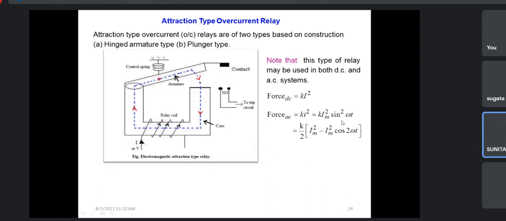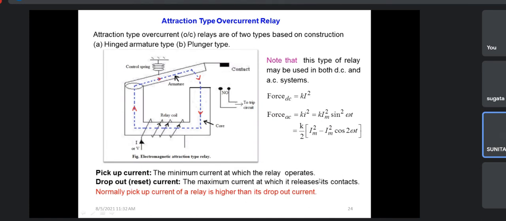Now, Im sin square omega t we may write as Im square minus Im square cos 2 omega t. So a double frequency torque will be produced along with the fundamental torque or fundamental force in this type of relay, that means the attraction type overcurrent relay. Okay.